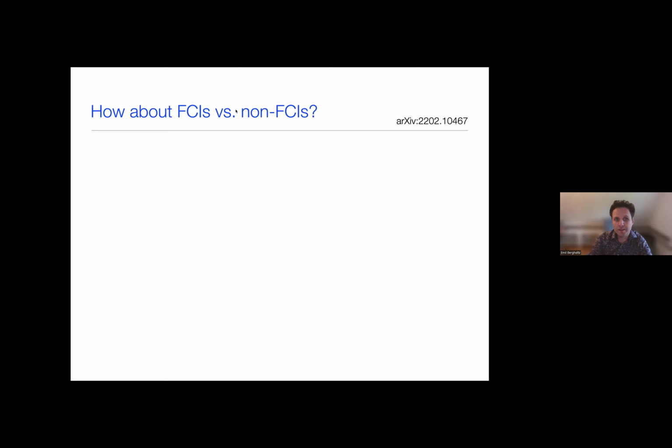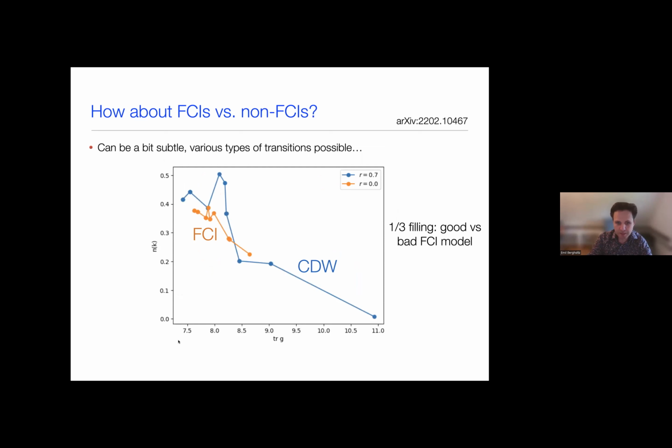So how about fractional Chern insulators versus non-fractional Chern insulators? Well, you can take a model which contains both, and it turns out that things are a little bit subtle. But here is a trace of the metric, and here is the occupation number. And here is a model which is known to have a FCI, and it still has this tendency to follow the metric. But it doesn't do so in a dramatic way, as a charge density way, for instance, which turns out to follow the metric on much larger scales.